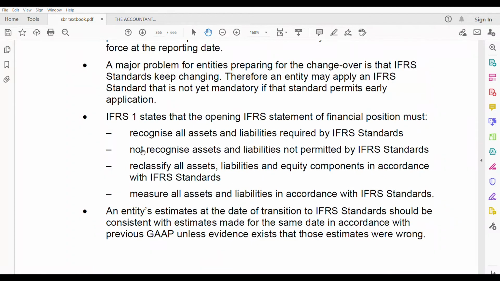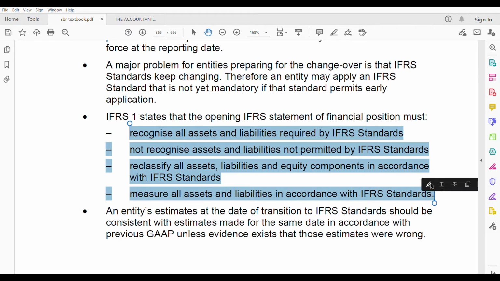IFRS 1 states that the opening IFRS statement of financial position must: So this is the important thing from here to here. All this is very important. You must recognize all assets and liabilities required by IFRS standards. You must not recognize assets and liabilities not permitted by IFRS standards. For example, earlier using national standards, you have been recognizing assets and liabilities, but from the year when you are using IFRS standards for the first time, you cannot recognize them if not permitted by IFRS standards.